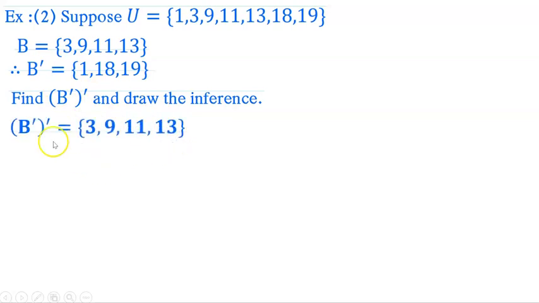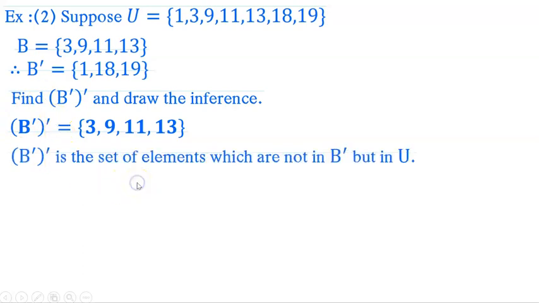Okay. Now the complement of complement म्हणजे B complement चा complement जर find out करायचा असेल तर आपण other than the elements 1, 18, 19 या व्यतिरिक्त एलिमेंट्स घेणार. मग ते कोणते येणार? That is the elements are 3, 9, 11, 13. Okay, this is the complement of complement, that is a B complement आणि पुन्हा त्याचा complement.